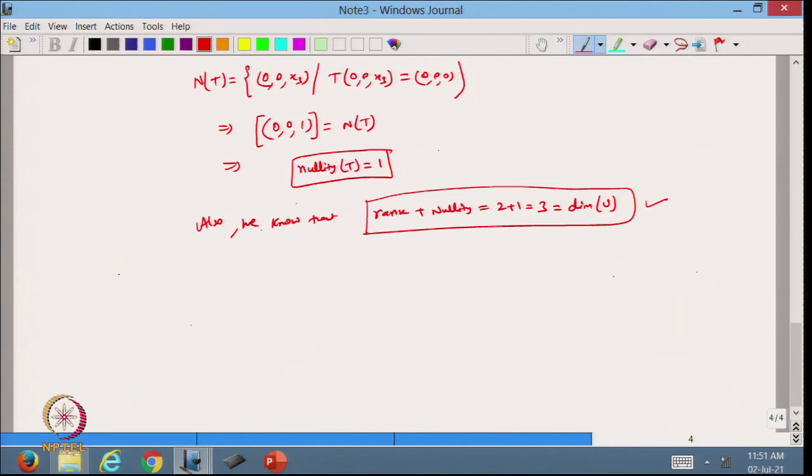Now, I want to check whether this T is one-one or onto or not. So, this one I want to check.